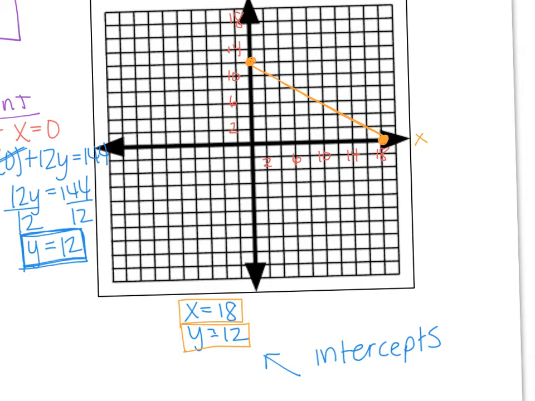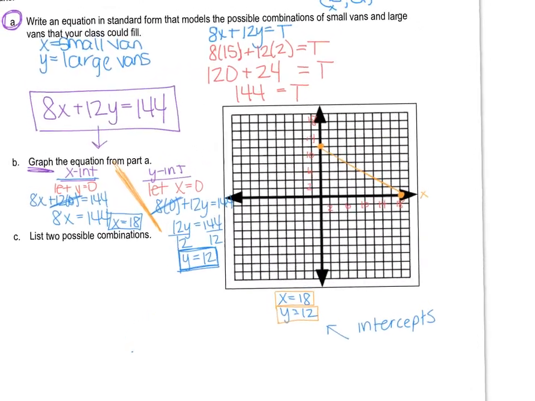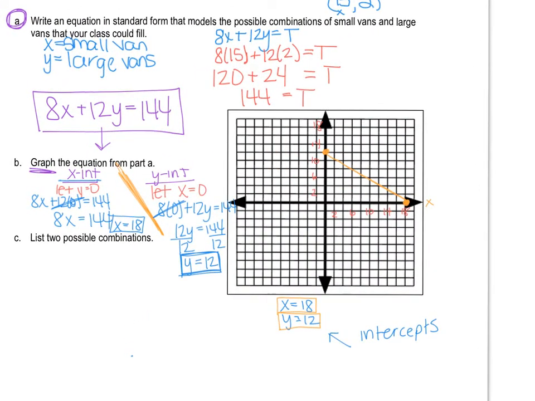Because these represent, I'm going to zoom back out again, going back to example A there, x were our small vans, and these were our large vans. And can we have a negative number of vans? Not really, you just won't order any. You don't have a negative number. So we aren't going to extend that line. If you do extend it, it is incorrect.